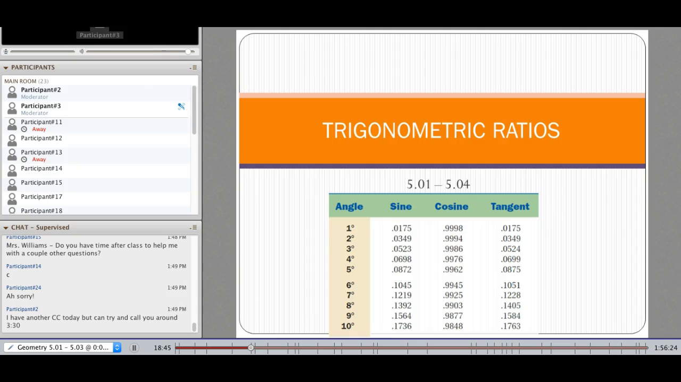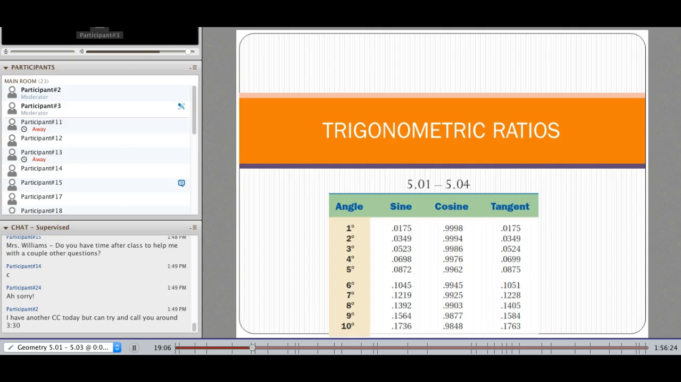Okay, oh my gosh, I can't say the word. Trigonometric ratios. Sine, cosine, and tangent. Those are the trig ratios we're going to talk about today. Hopefully we can get through 501 to 504, or at least 503.